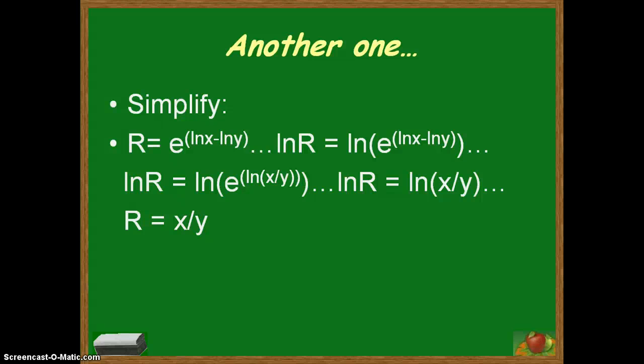times the natural log of e. I left that out on the slide. How silly of me. Okay, but what is the natural log of e? Natural log of e is 1. So what I have now is the natural log of r equals the natural log of x over y. So therefore, doesn't r have to be equal to x over y?